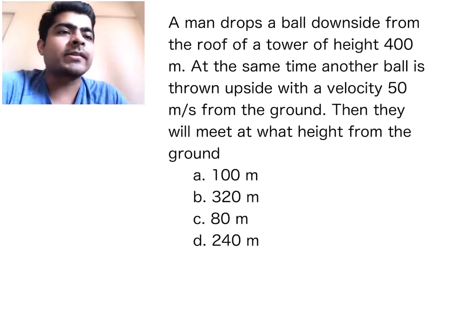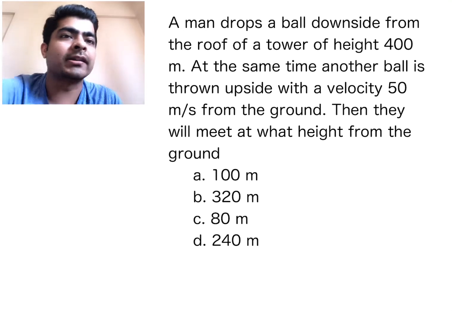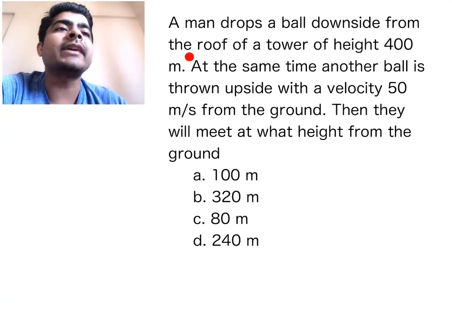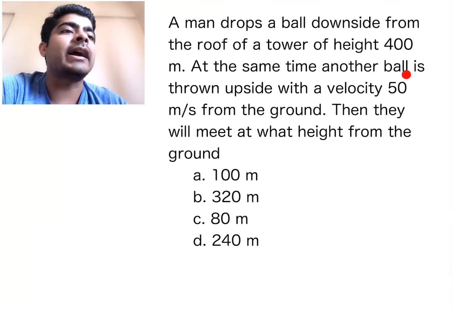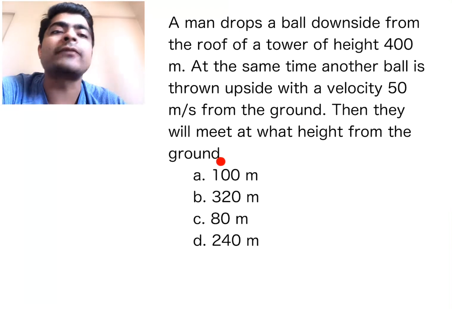Okay, let's look at a question based on one-dimensional uniformly accelerated motion. This is a motion under gravity. A man drops a ball downward from the roof of a tower of height 400 meters. At the same time, another ball is thrown upward with a velocity of 50 meters per second from the ground. Then they will meet at what height from the ground?